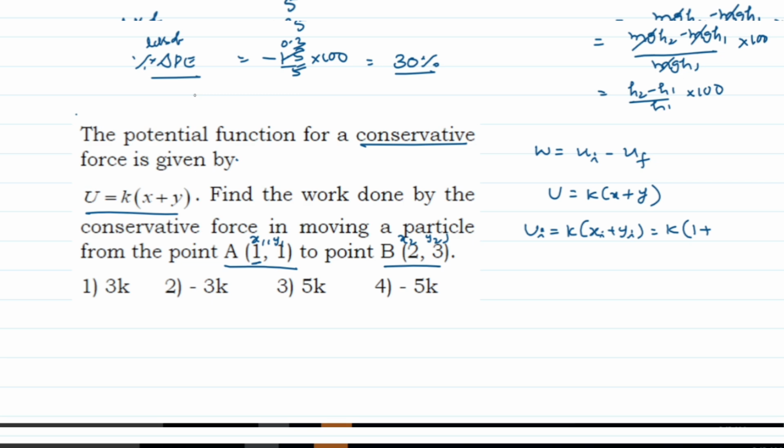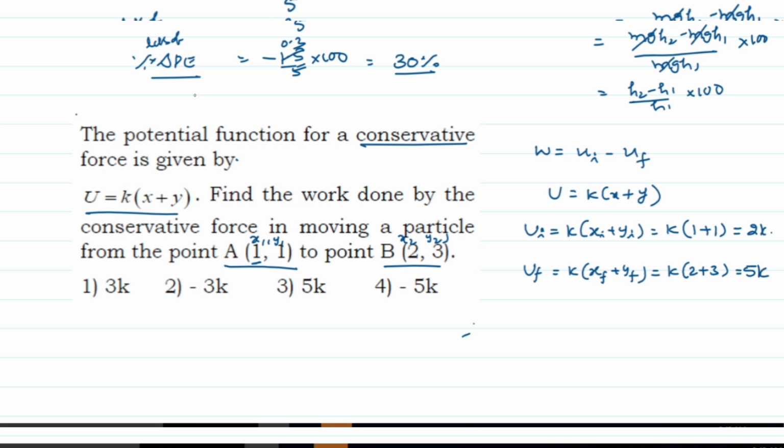It's nothing but here we'll be getting 1 plus 1, which is 2k. And the final potential energy is nothing but k into (x final plus y final), with x2 comma y2 being 2 and 3. So k into 2 plus 3, it's nothing but 5k.